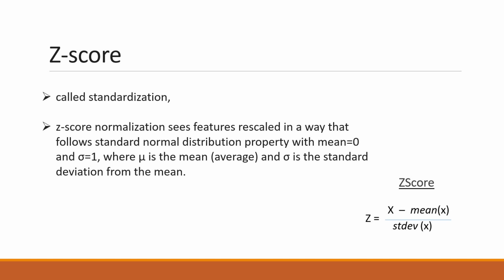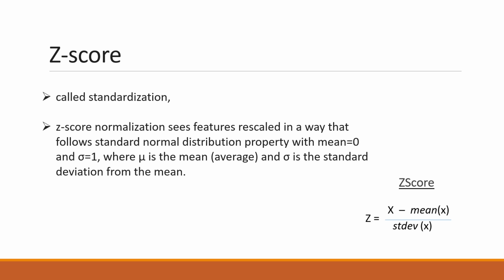Z-score normalization, also known as standardization, is a technique that scales features to have a mean of 0 and a standard deviation of 1. This scaling follows the standard normal distribution property. The formula to compute the z-score of a feature is x minus mu over sigma, where x is the original value, mu is the mean or average of the feature, and sigma is the standard deviation. This formula ensures that the rescaled features have a mean of 0 and a standard deviation of 1.